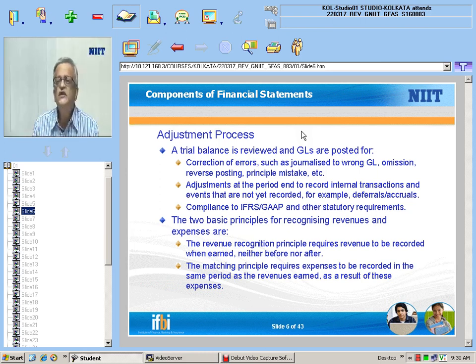So these are the two very, very important principles that we have to follow. First is the revenue recognition principle, and second is the matching principle. The revenue recognition principle says revenue has to be accounted for when it is earned, and the matching principle says whenever there is a revenue which is accounted for, the related expenditure must also be accounted for.